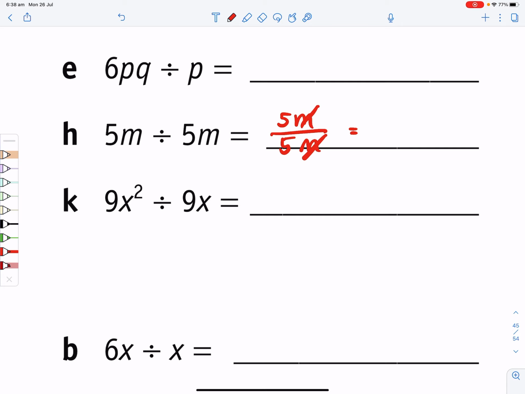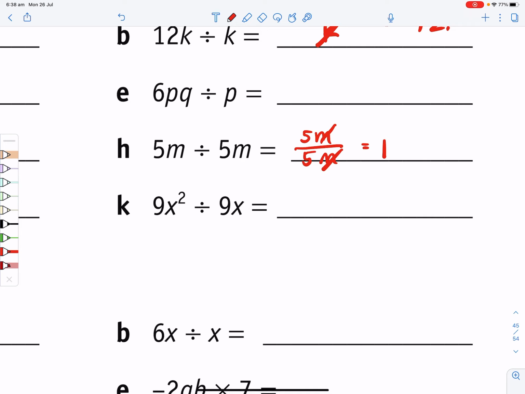5 divided by 5 is 1. Anything divided by itself is 1. Let's have a look at k. 9x squared divided by 9x.